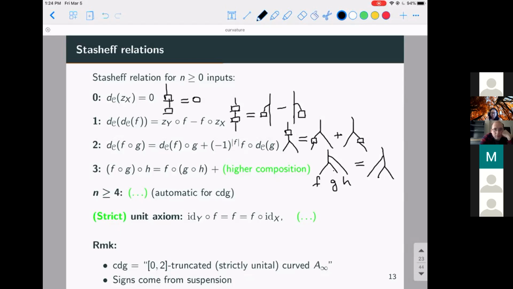So I don't want to explain the signs, but they come from suspension, when you try to actually rewrite these things in terms of more A infinity language. But the point is that this CDG, all it is really, you're taking the usual definition, kind of the correct thing you could write down for a curved A infinity category, and then you just truncate it from 0 to 2.